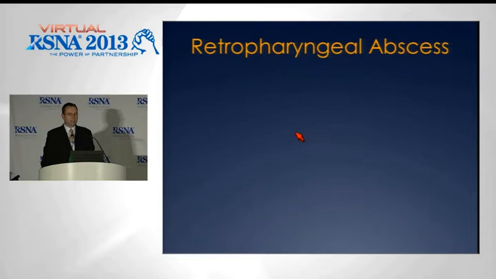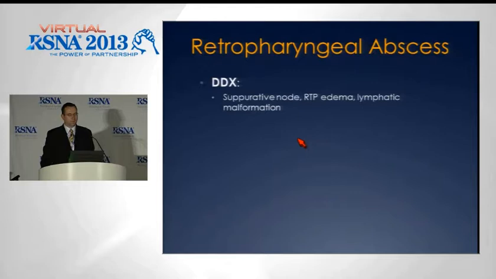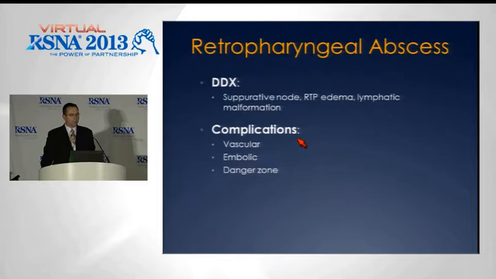When we look at that CT scan, the differential that we should think about would be possibly a suppurative node, which would be more rounded and normally does not cross midline, retropharyngeal edema, which we'll look at shortly, and in young children, lymphatic malformations. We also look for complications. You can have vascular complications, which include thrombus, pseudoaneurysm, and narrowing. You can have embolic complications, including emboli to the brain if it's arterial, or emboli to the lungs if it is venous. And with a retropharyngeal abscess, you're concerned about the danger zone, and this tracking of the infection down into the mediastinum because of mediastinitis.